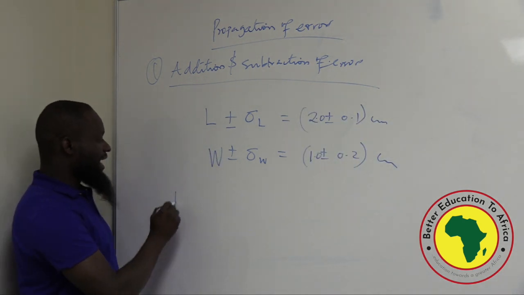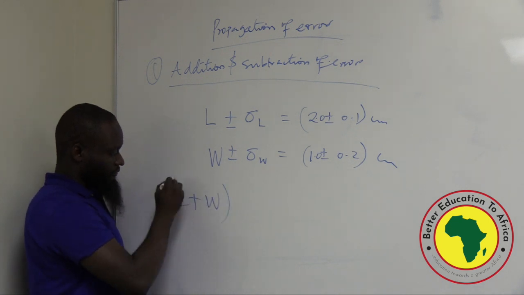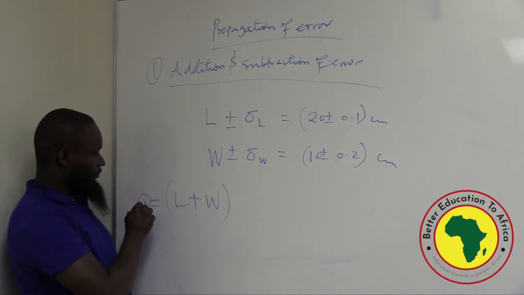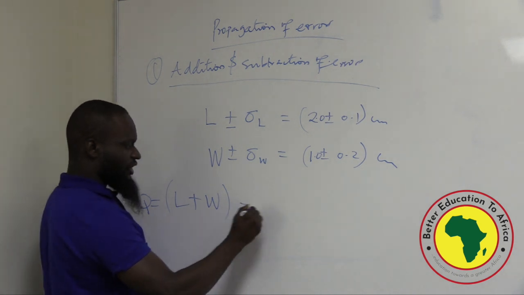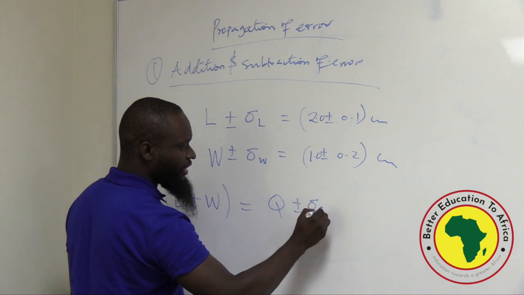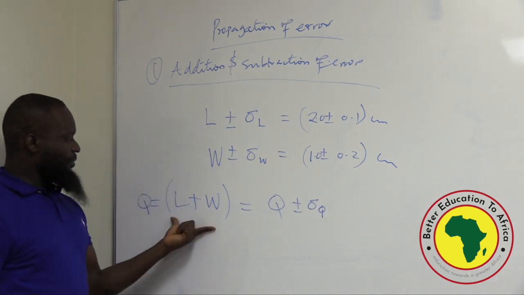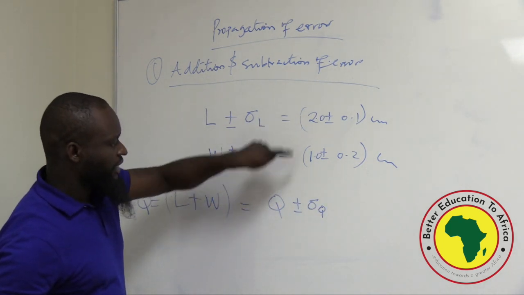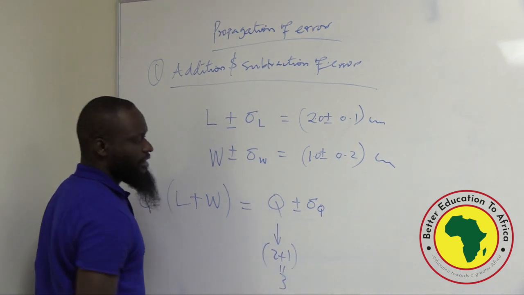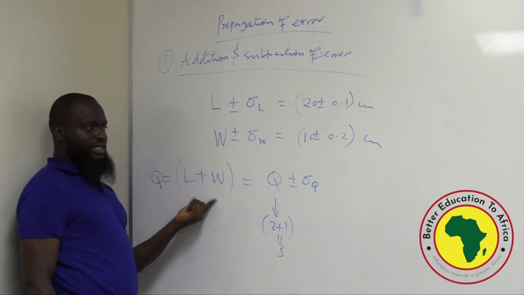Now I want to say, what is length plus width? Let me call it Q. So it's going to give me Q plus minus some error in Q. I can easily add 2 and 1, so Q is just 2 plus 1, which is 3. But how do I get the error in this addition, the error in Q?